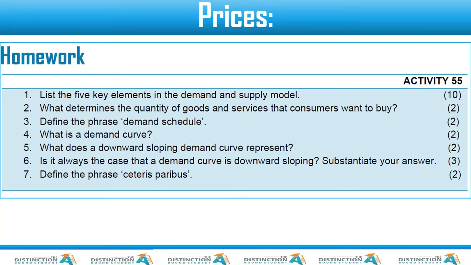The next question: is it always the case that the demand curve is downward sloping? Substantiate your answer. Well, the answer I'll be looking for there is no. The reason is we have some extreme cases where a demand curve can be kinked, like in the case of an oligopoly. That concept has not been introduced to you in grade 10 yet, but we do this topic soon after those market structures. So yes, you know what an oligopoly is. Its demand curve is kinked.